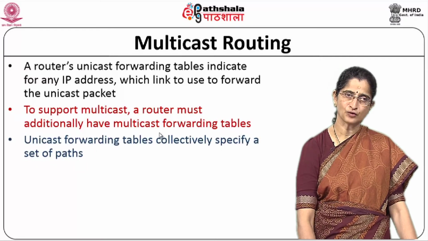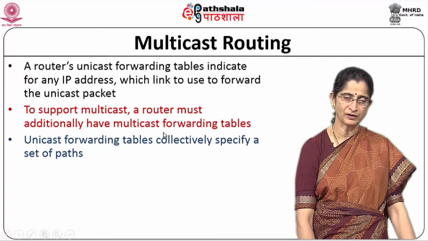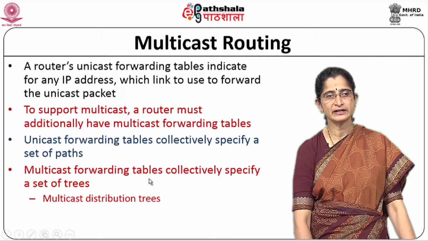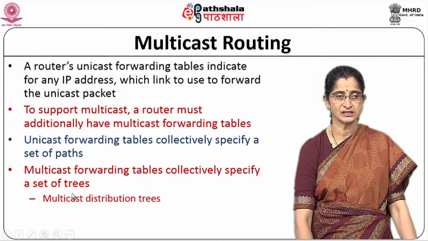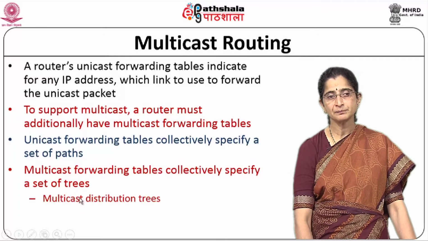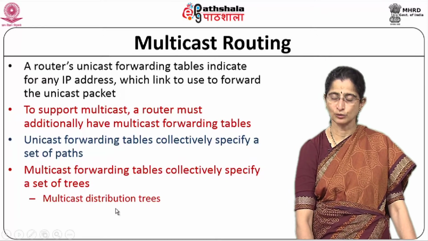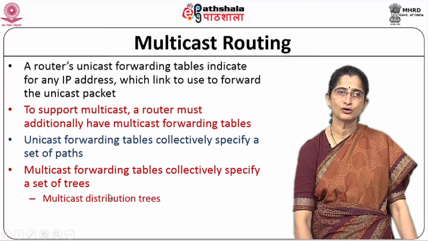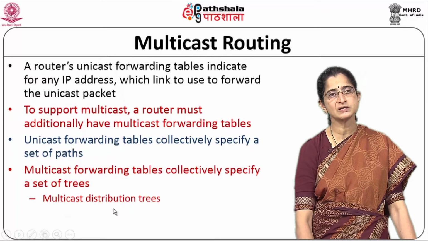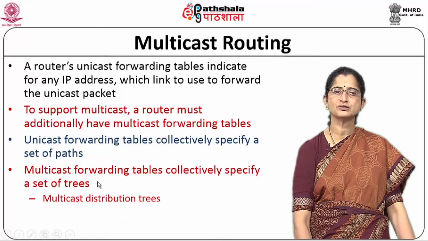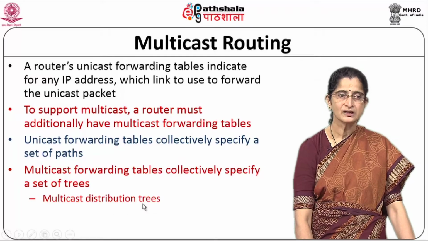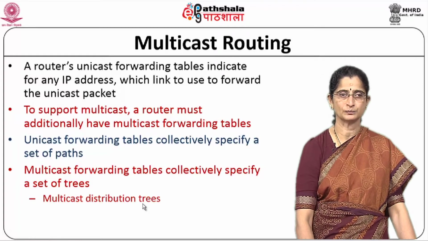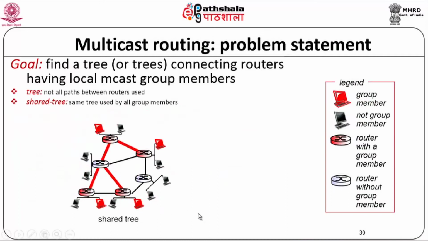Collectively, all the unicast forwarding tables put together specify a set of paths, whereas multicast forwarding tables collectively will specify a set of trees. Why a set of trees? Because we will see that the path to go from a source to multiple receivers of a group would actually be in the form of a tree. So, it is a question of constructing what are called multicast distribution trees, which become important in multicast routing. Multicast routing is all about finding this multicast tree starting from a particular point to reach all the nodes in that group. That is what we need to understand, how this is set up.